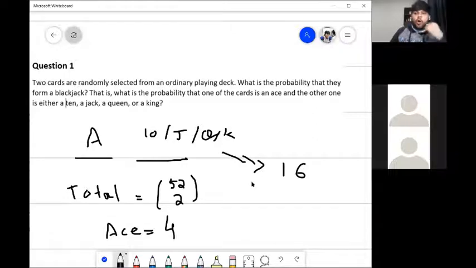But they said a 10, jack, king or queen alongside an ace. So that's 4 into 4, because 4 times you can get a 10, and there are 4 different cards, so 4 into 4 is 16. Now 16 multiplied by the number of times you can get an ace, which is 16 into 4, divided by the total number of combinations that you can get if you pull out two cards from a 52 card deck, that's 52 C2. So 16 into 4 divided by 52 C2.